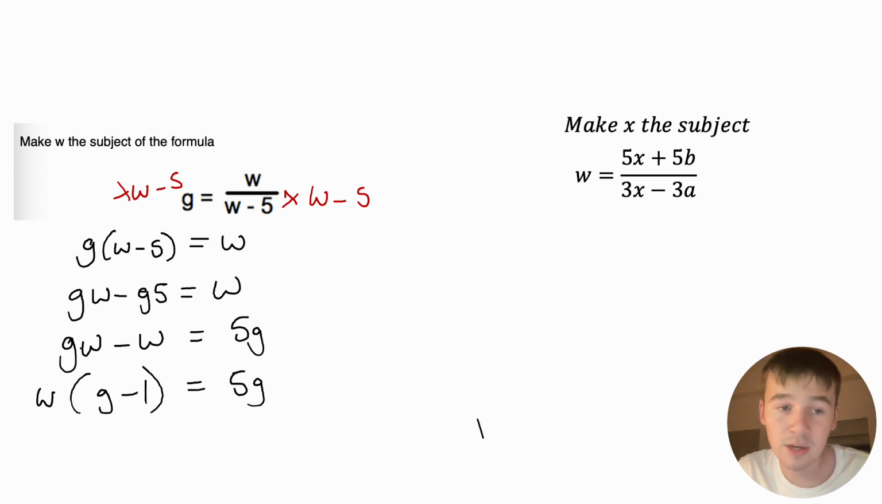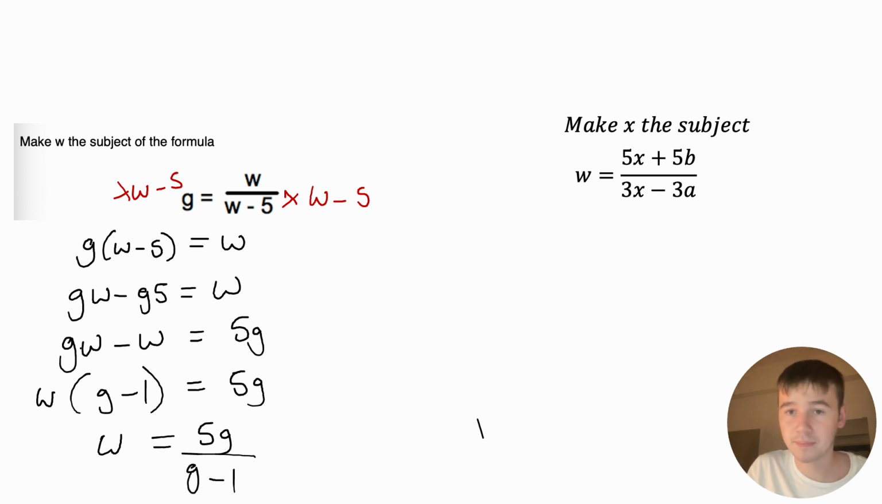Now, what do we do here? We divide both sides by this g minus 1, which gets rid of that bracket. So our w equals 5g divided by g minus 1. We've got another example over here. W equals (5x plus 5b) over (3x minus 3a).